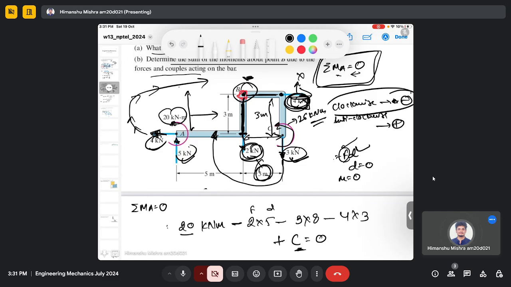Then there is a force 5 kilonewton. It is acting in the upward direction, and the perpendicular distance from point B is this, which is 5 meter. Based on the direction of this force, which is upward, it is trying to rotate in this direction, which is the clockwise direction again. So it's a negative moment.